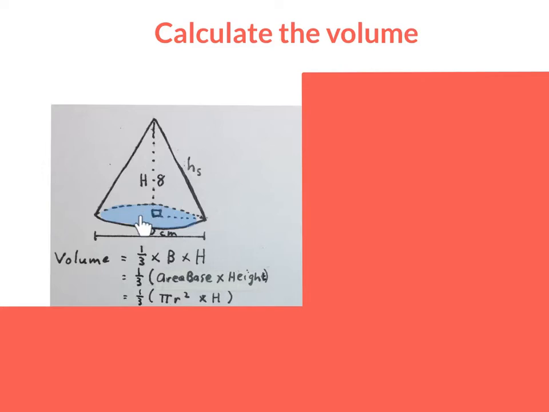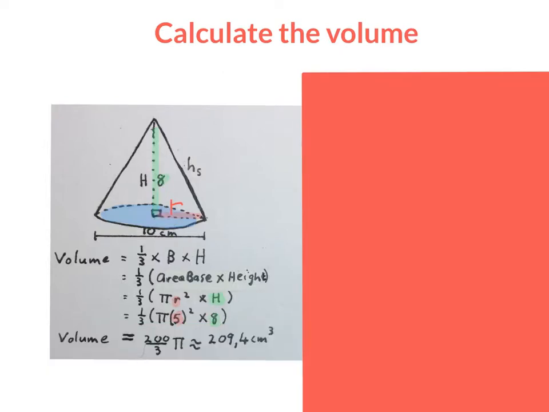Because the base is a circle, we will use the formula for the area of a circle, which is pi r square, times the height of the cone. They gave us the diameter of the circle, but we need the radius. So your radius is half the diameter, and that is why we can fill in a third times pi times 5 square times 8, the height of the cone. You use your calculator and you find the answer. The volume of this cone is 209.4 cubic centimeters, rounded off to 1 decimal place.